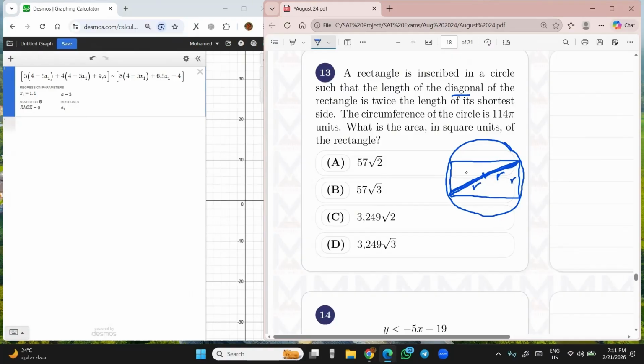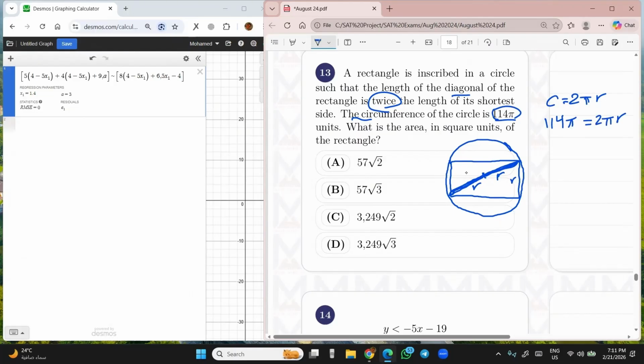The question says that the diagonal is twice the length of the shortest leg. So this one is R and this one is 2R. And from here, we have some other information. The circumference of the circle is 114 pi. What is the circumference of the circle? Circumference is equal to 2 pi R. And this is the circumference. So we can write 114 pi is equal to 2 pi R.